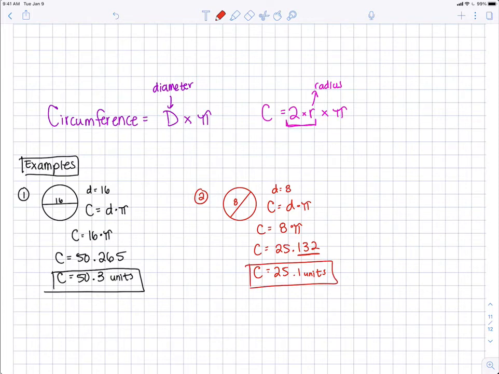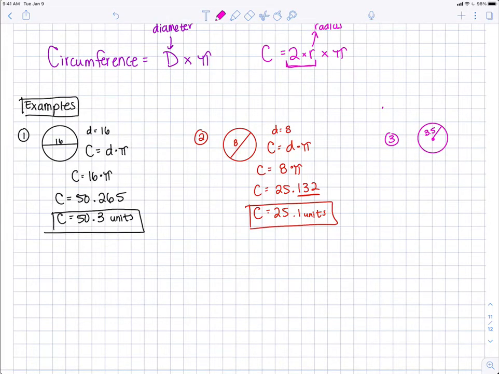All right, let's do a few examples with a given radius. Here I have a circle, and it looks like the radius is going to be 3.5.